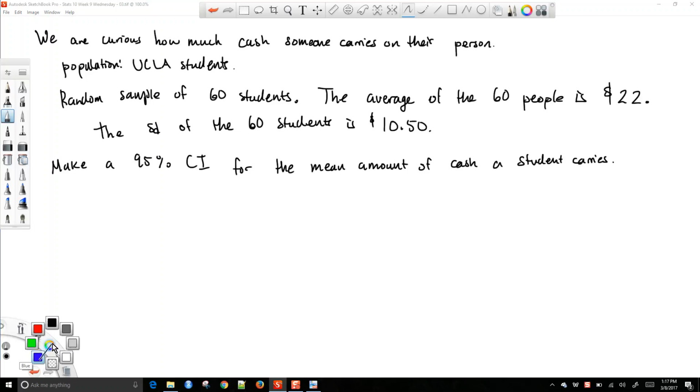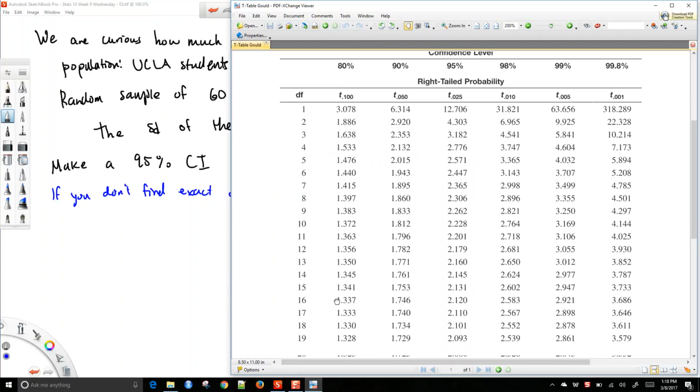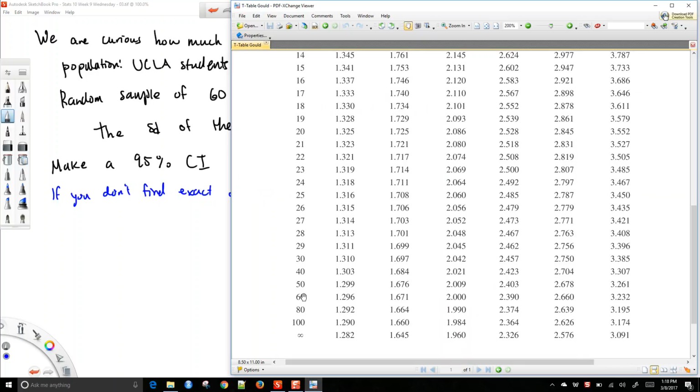Oh, okay. And so one thing you might encounter is that if you don't see your exact degrees of freedom, always round down to the one that's available in the table. Okay, so if you don't find your exact degrees of freedom, exact DF in the table, always round down. Even if, you know, you'd get 59 degrees of freedom, use 50, okay?